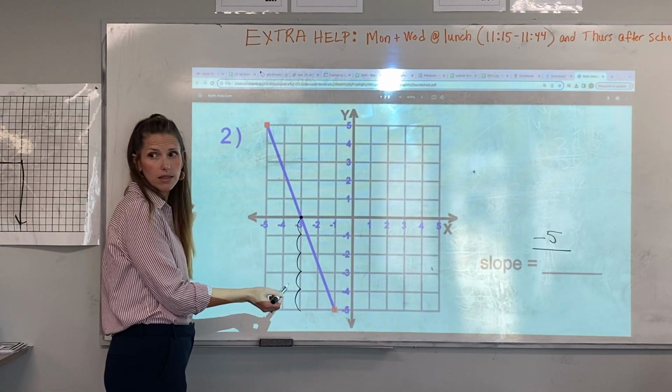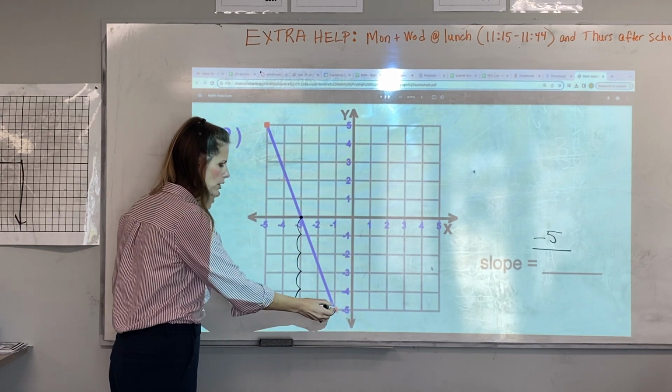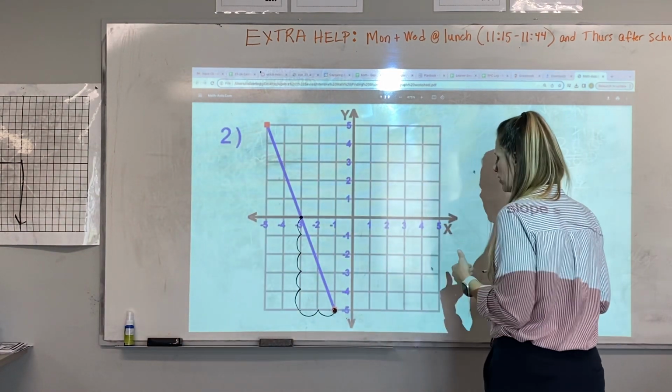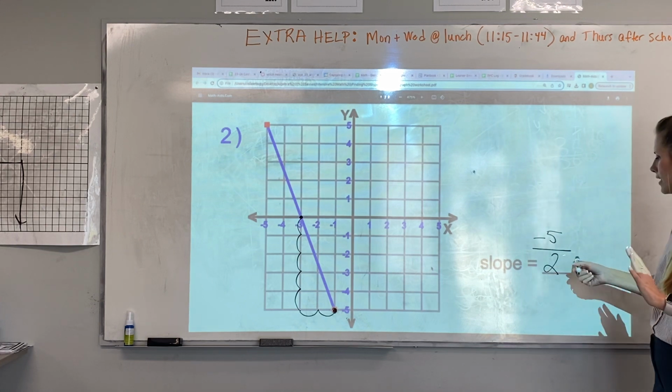What is it? 2. So we go over to the right, 1, 2, to get to our next point, and 2 to the right would be +2. So we have a -5 over 2. Is this simplified?